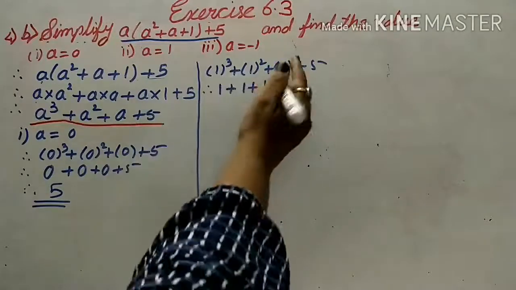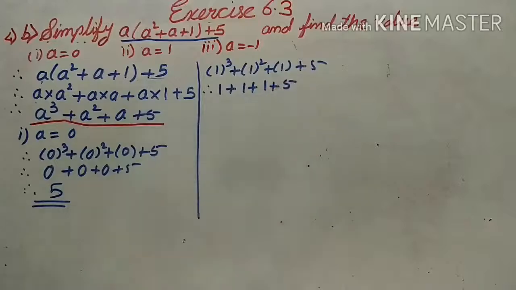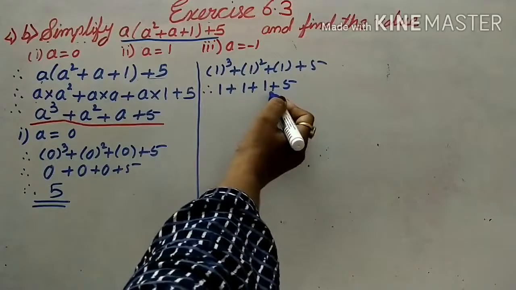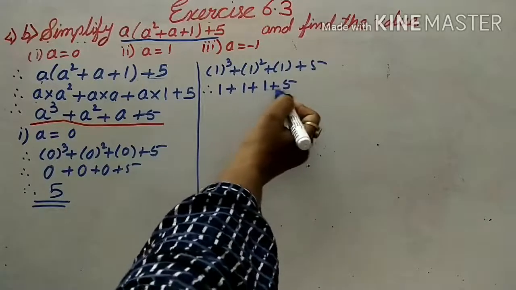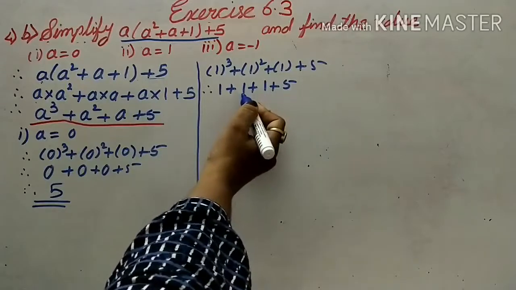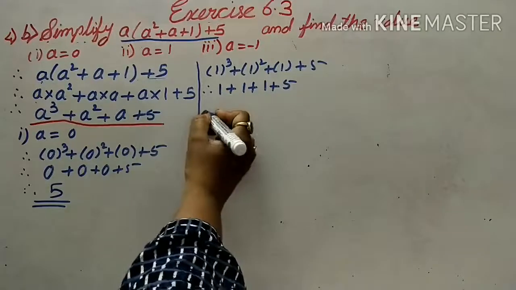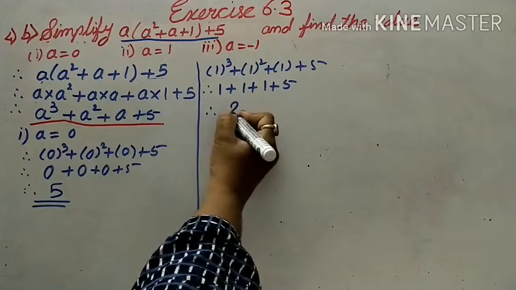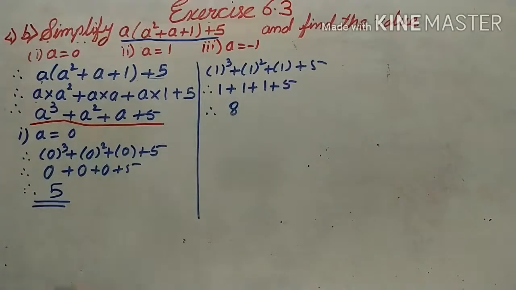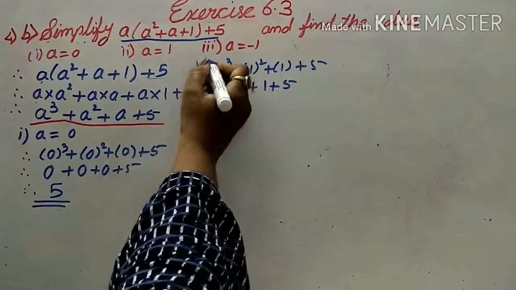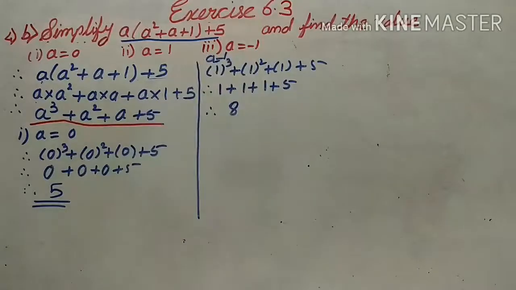Means here 1 as it is plus 5. Now add this all. 5 plus 1, 6, 6 plus 1, 7, 7 plus 1, 8. Therefore, what is the answer? It is 8, when a is equal to 1.